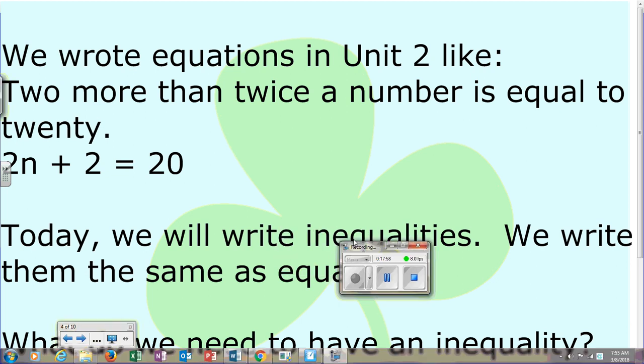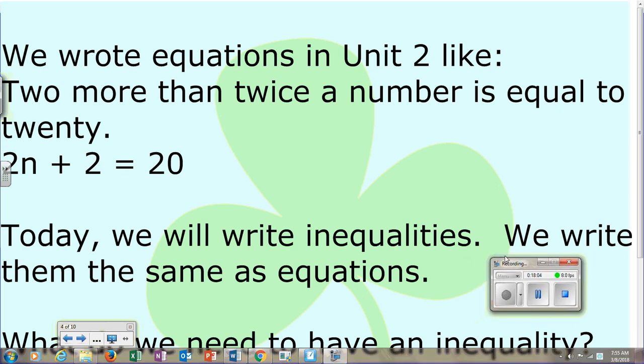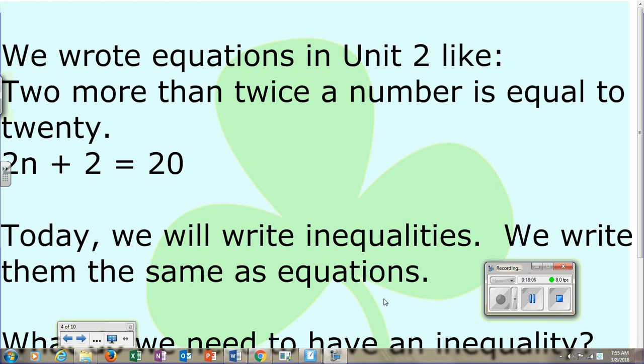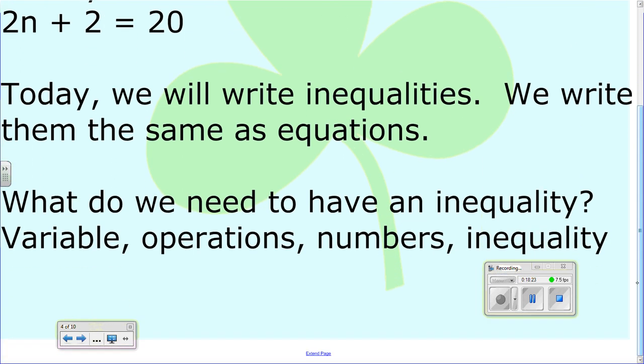Today we're going to do the same thing, except we're going to do it with inequalities. We write them the same as equations, except now we have either a greater than or equal to, or less than or equal to. What do we need to have an inequality? Same thing as it was with equations. Variable, we need to have operations, numbers, and an inequality sign, either greater than or equal to, greater than, less than or equal to, or less than.